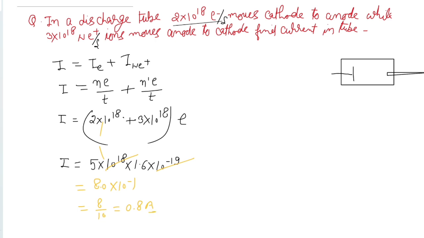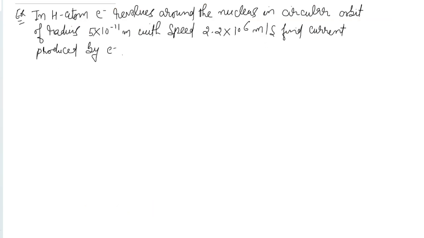ओके, लास्ट क्वेश्चन को डिस्कस करते हैं. देखें, लास्ट क्वेश्चन इज इन हाइड्रोजन एटम. एक हाइड्रोजन एटम है, इलेक्ट्रॉन रिवॉल्व अराउंड द न्यूक्लियस. So this will be the nucleus and an electron revolving around the nucleus, in a circular orbit. Okay. So what will be the current produced by moving electron?